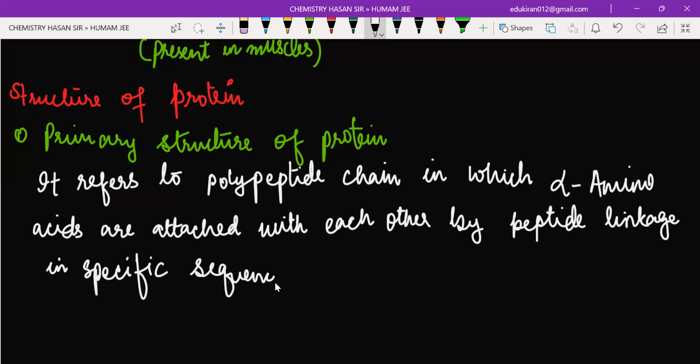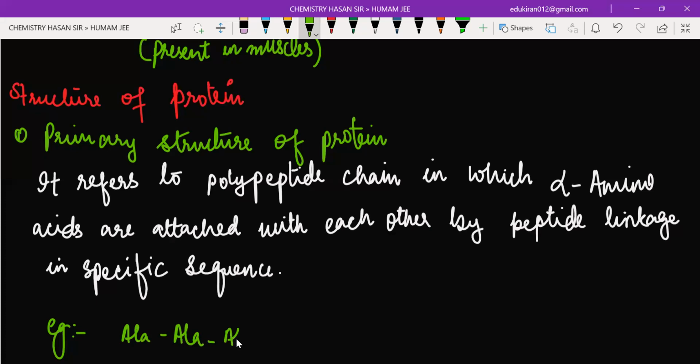As for example, alanine, alanine, glycine, alanine, leucine, isoleucine, etc. Almost they are linearly arranged, right?